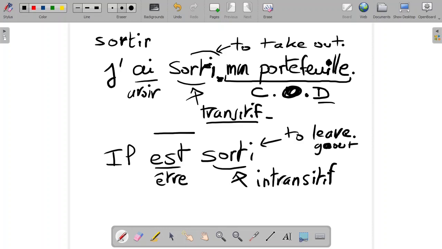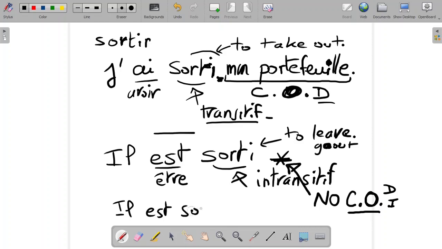There is no complément d'objet, whether direct or indirect. I mean, you could have another type of complément, like il est sorti dans la rue. He went out in the street. But this is not a COD. This is something else. So that's another tricky situation to be aware of, I guess.